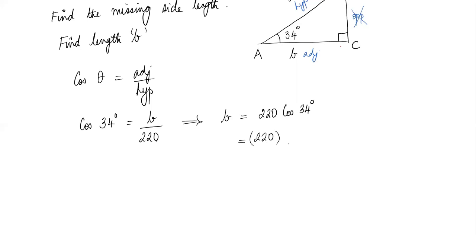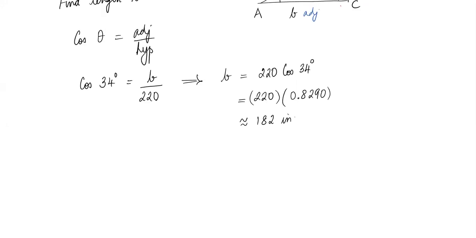Keep the calculator answer in the full form it is in. And then get the approximate answer, which is 182 inches. You have to say inches because 220 was given in inches. But it's approximate because you have rounded it. So you will say the length of the missing side is approximately 182 inches.